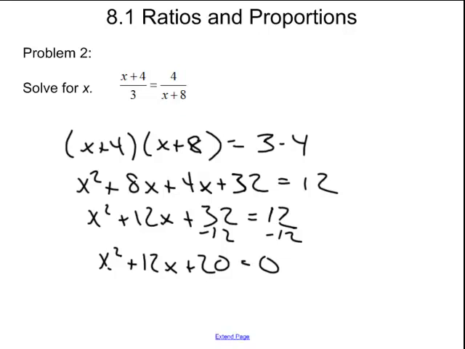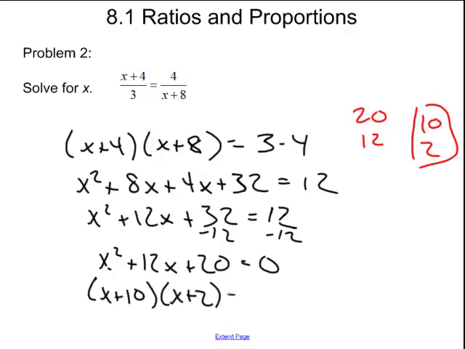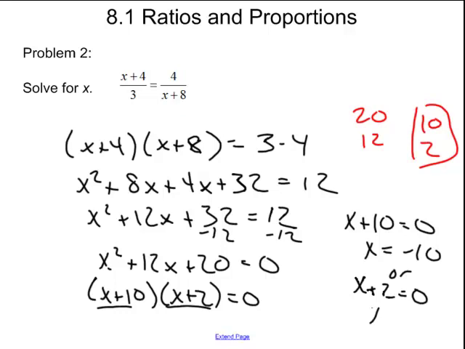I need two numbers that multiply together to give me 20 and add together to give me 12. Hopefully you'll see those are 10 and 2. 10 and 2 are my magic numbers. So x plus 10 times x plus 2 is equal to 0. If a product is equal to 0, one or the other factor has to be equal to 0. So x plus 10 equals 0, meaning x equals negative 10. Or x plus 2 equals 0, telling me x is equal to negative 2.